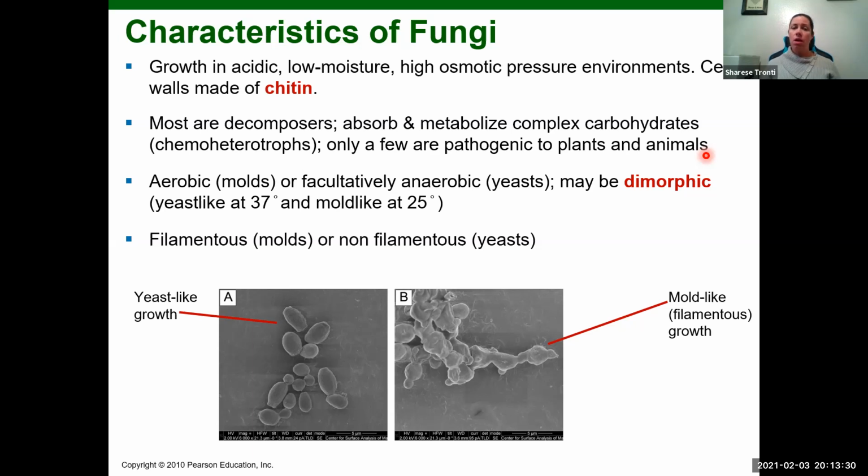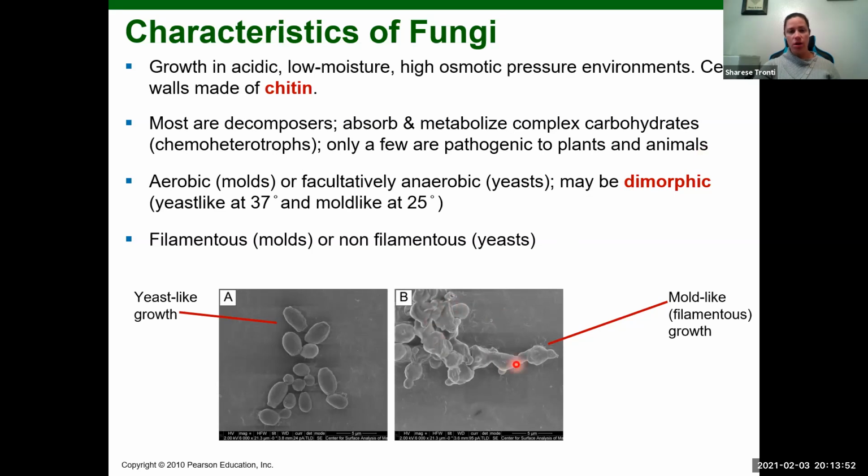But all fungi absorb and metabolize complex carbohydrates, so they are chemoheterotrophs, and only a few are pathogenic to plants and animals. Now there's two types of fungi. There's molds and yeasts.